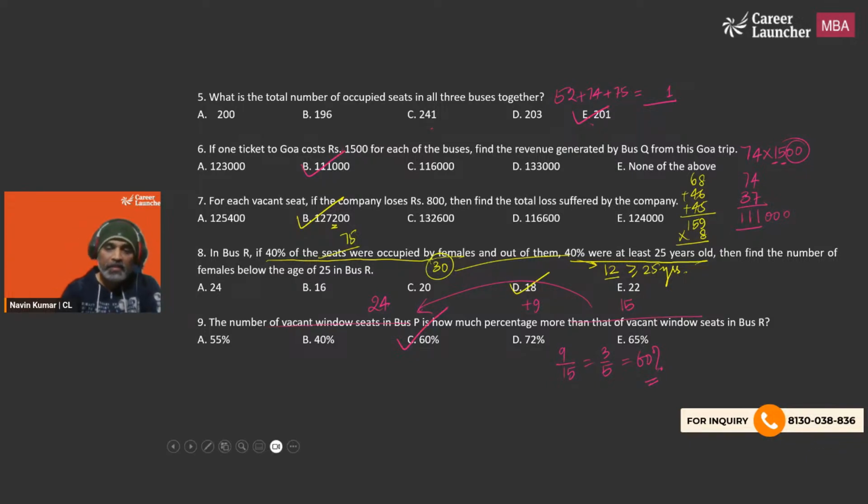Right? So you can see that CMAT-level DI or Quant, they are somewhat basic calculative. You can use smart approaches to eliminate options or to select options. Concept wise, you do not have to understand a lot. The equations, even if you write them, are not going to be lengthy. There are going to be a lot of tricks involved, direct formulae to be used.